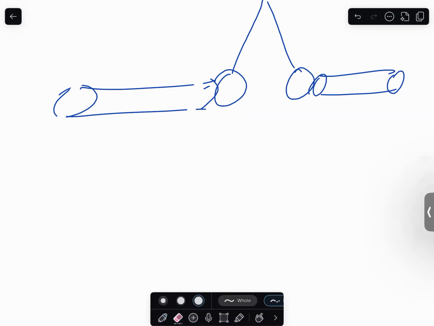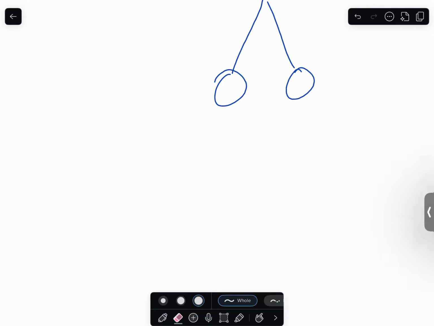What's going to happen? I've got negative charges on one side. I've got negative charges on the other side. What's going to happen? Exactly, they're going to repel. They're going to push each other apart.